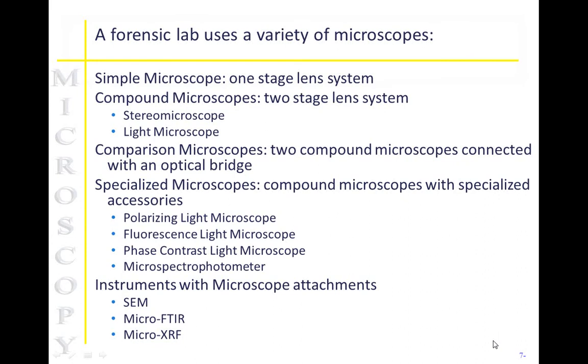Several sections also use comparison microscopes, where it's either two compound light microscopes or two stereo light microscopes that are connected with an optical bridge. This allows the analyst to see images from two different microscopes in one field of view. There are also several specialized microscopes that are used in the trace evidence section of a crime laboratory. These all provide different information about the samples that the analyst is testing. There are several different instruments available to the forensic scientists that also have microscopic attachments.